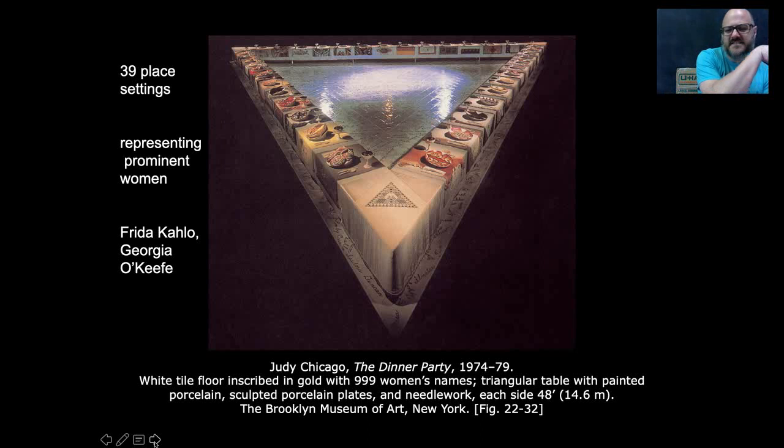So this instead is a famous dinner of 39 women, and each setting represents a different historical prominent woman like Artemisia Gentileschi, Frida Kahlo, Georgia O'Keeffe, and others. It also has 999 signatures inside on the tile floor. Also very important women throughout history, not just art history, but history, and signatures, as a very pro-feminist way of saying these are the women that are prominent that have made things happen.